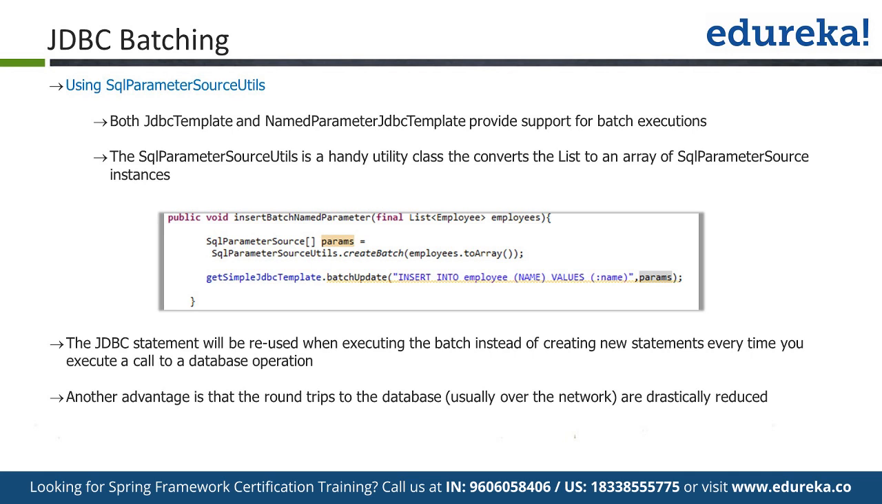Another advantage is that the round trips to the database, usually over the network, are drastically reduced. With 2 or 3 lines, you can remove the code which is not needed. Apart from that, you have removed 2 main performance bottlenecks, which used to create new statements every time and the round trips, with the help of the SQL parameter source utils object.